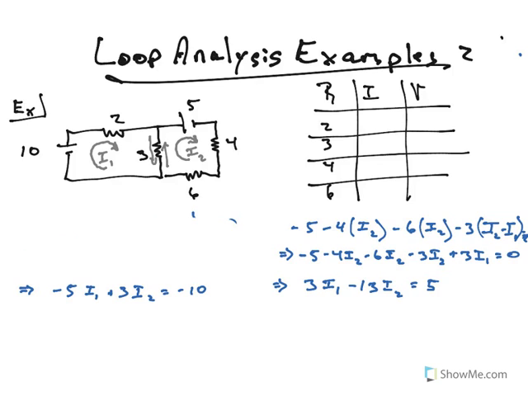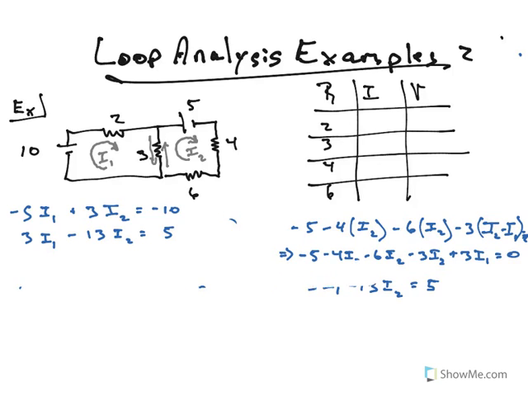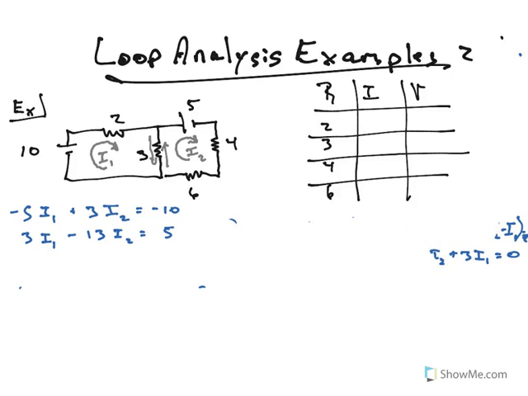We have the first equation, minus 5I1 plus 3I2 equals negative 10. And the second equation is 3I1 minus 13I2 equals 5. So now I can erase all this other stuff, and I can start working from here. What do I have? Two equations, two unknowns. I'm going to use Cramer's rule.